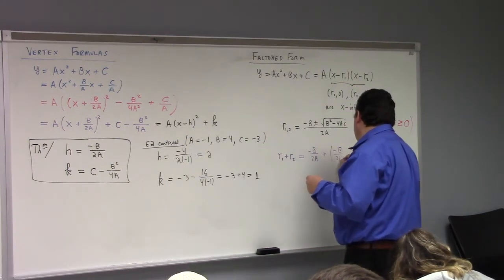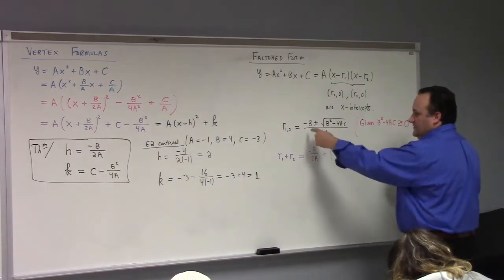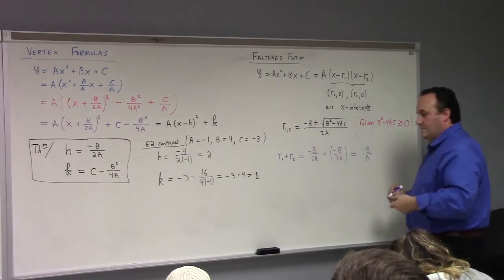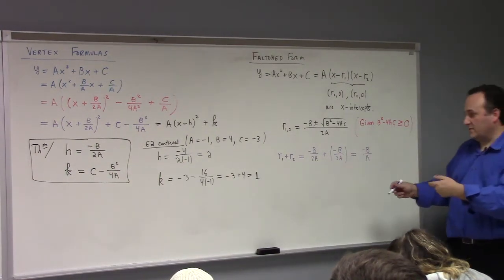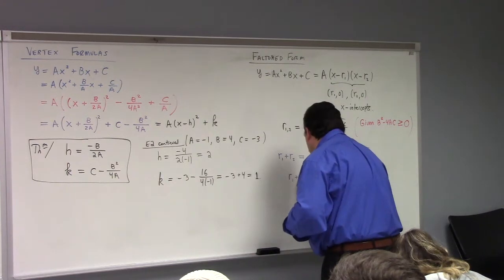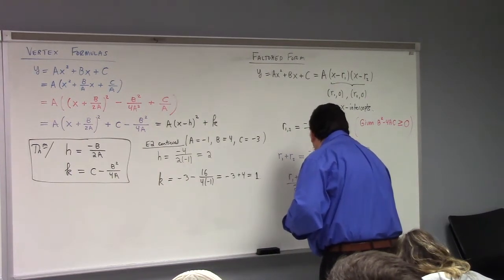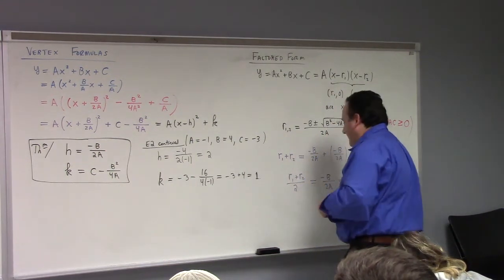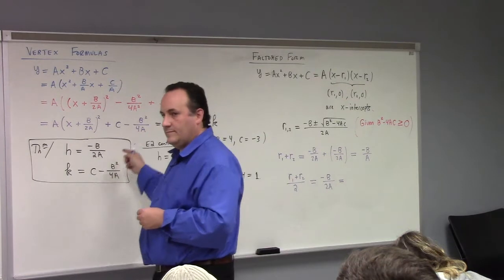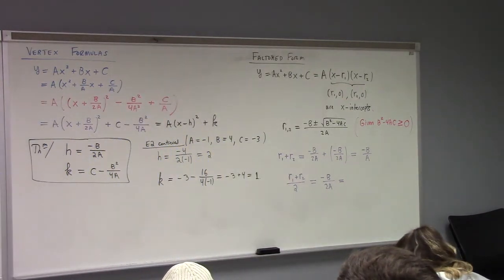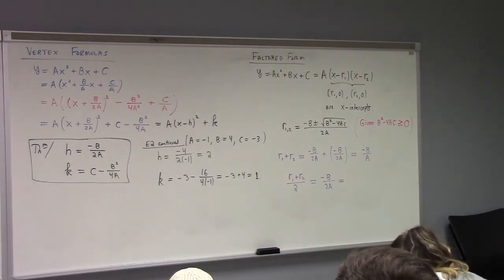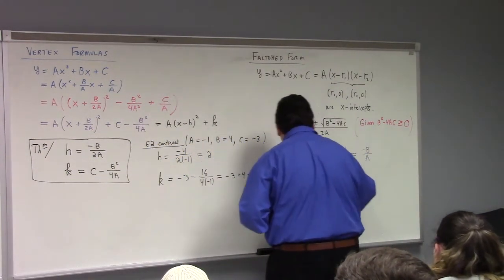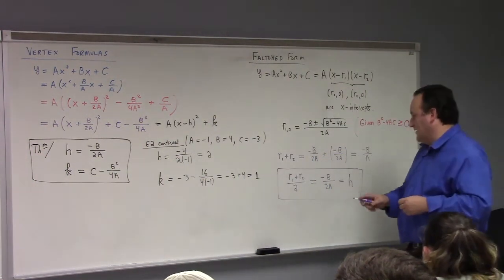What's that? These have the same sign, so they survive. You get minus b over a, right? So then divide this by 2. We find r1 plus r2 divided by 2 is equal to minus b over 2a. What is minus b over 2a? See right there? It's h. It's the x-coordinate of the vertex. So this gives us yet another beautiful result for the parabola.